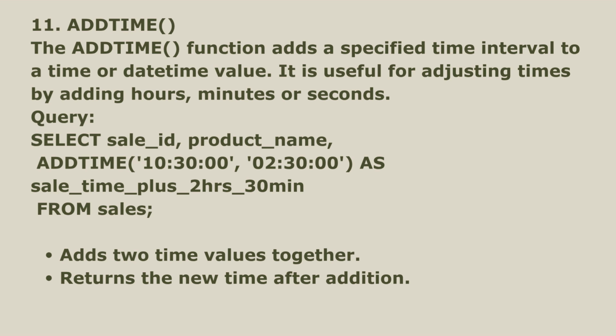Then there is ADDTIME. ADDTIME serves the same purpose as ADDDATE, where here you add time to the existing time so that it will help us get the future timing and know exactly the details we need. You can add two time values together and it returns a new time after addition, so it will be a future time for us.